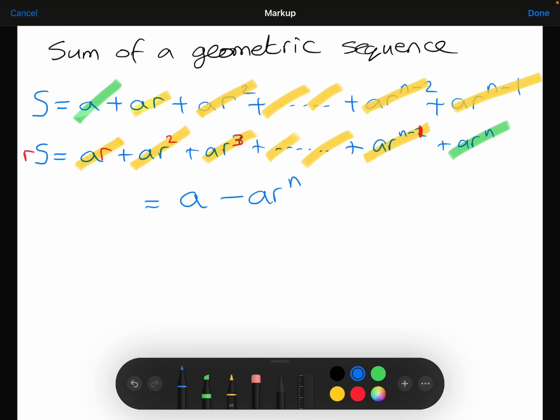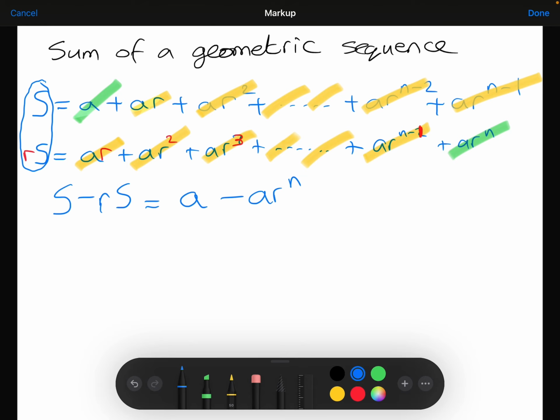The left hand side here, well, I did S take away RS. I did the sum take away the sum multiplied by R. That's what I just did here. That was the trick to make all of those things cancel out.